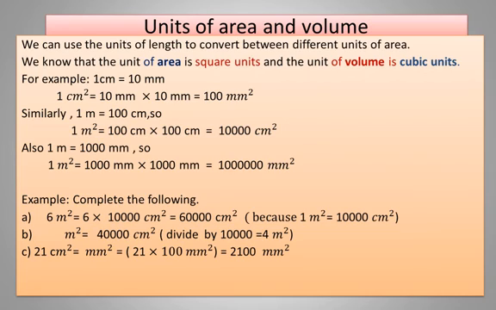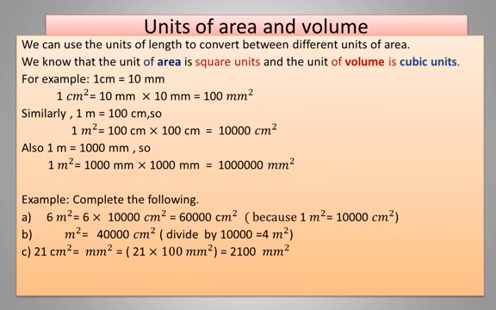Okay. Similarly, when you are converting from meter square to centimeter square, you have to multiply by 10,000 because in 1 meter there are 100 centimeters. And similarly, 1 meter square, if you are converting into millimeter square, you have to multiply by 1 million because in 1 meter there are 1000 millimeters. Okay, have you understood?